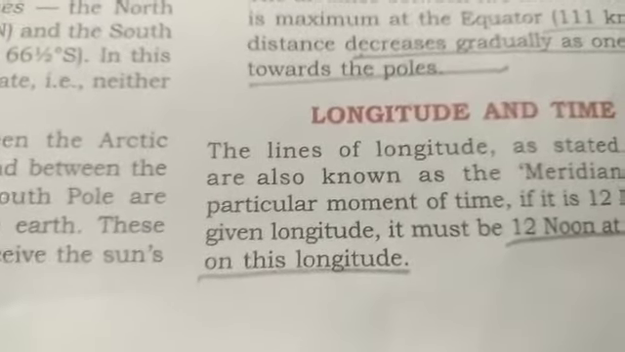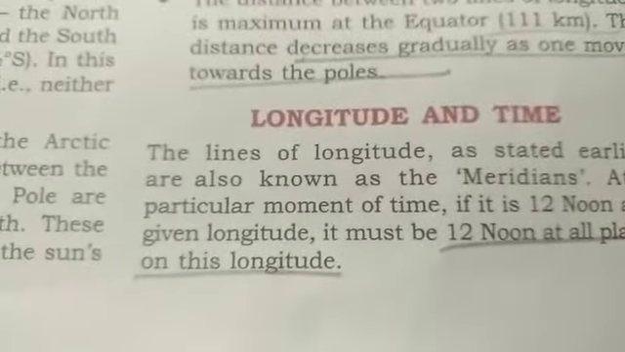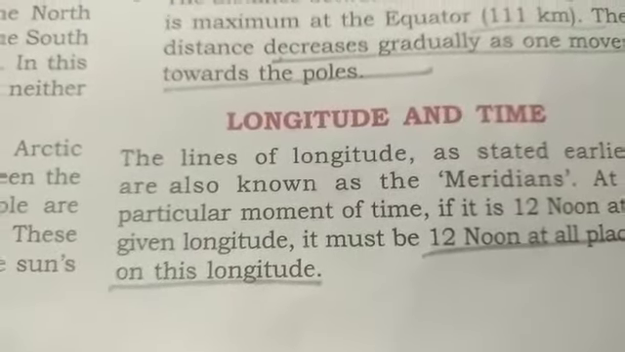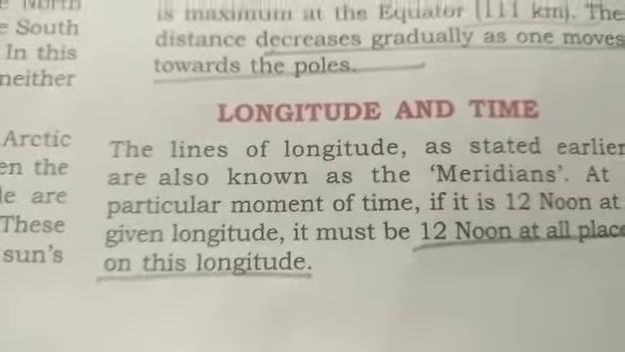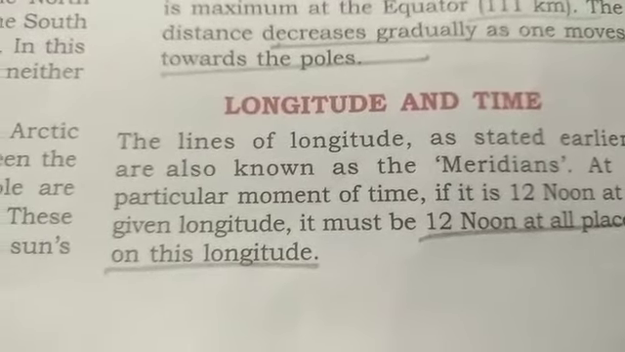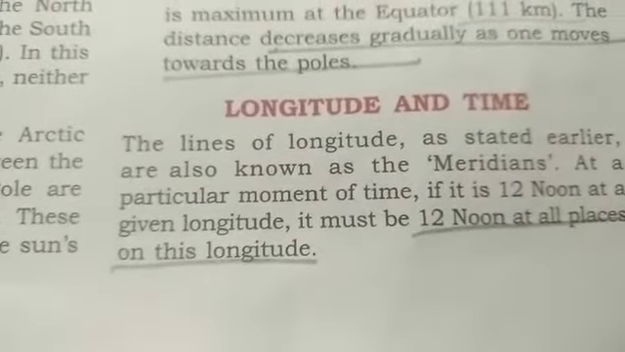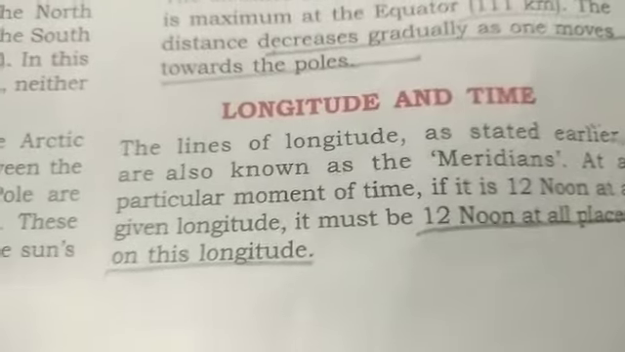The amount of sunshine may not be the same, but the time is the same everywhere. A day is 24 hours, and half of the 24 hours is 12 noon, and 12 noon is considered to be the midday or the noon time.